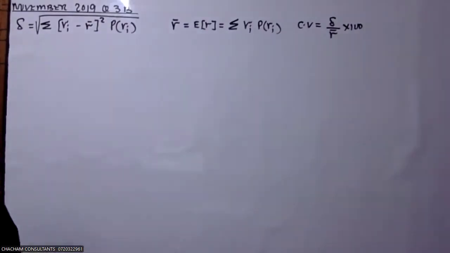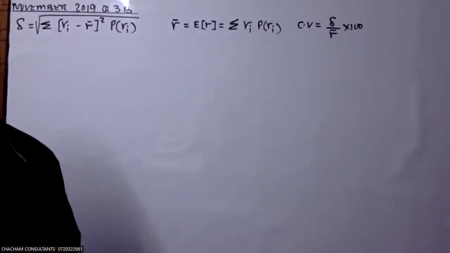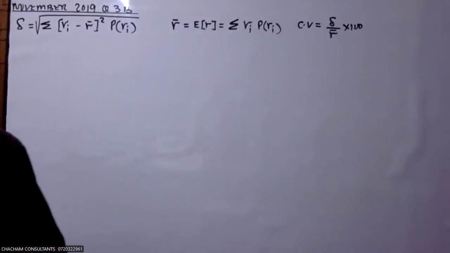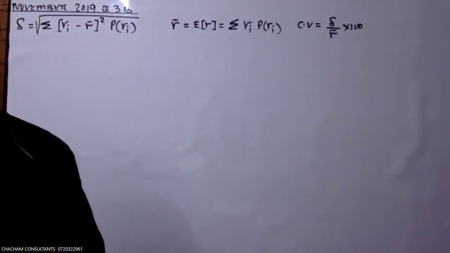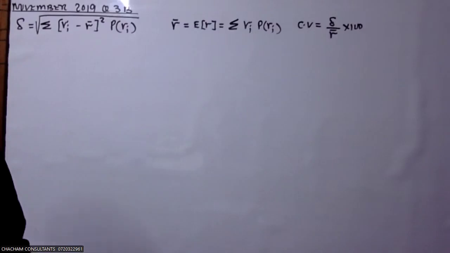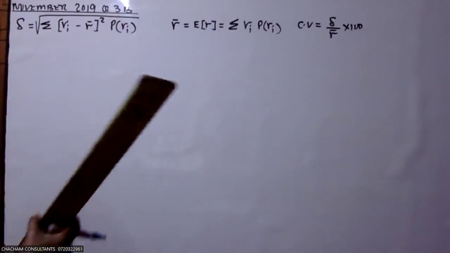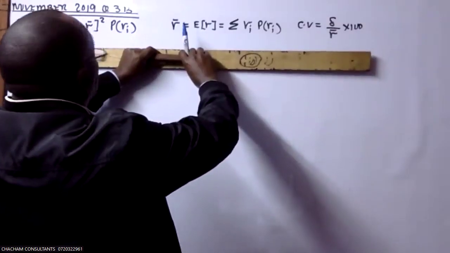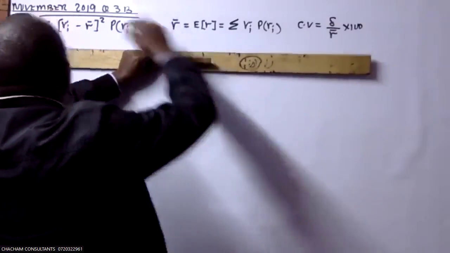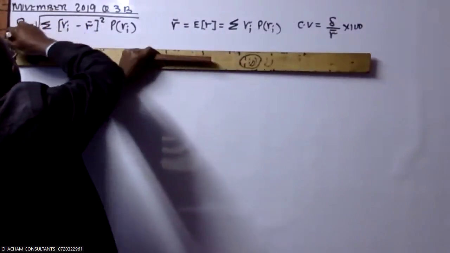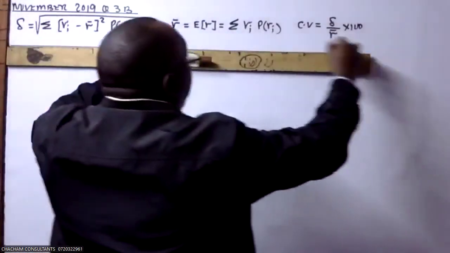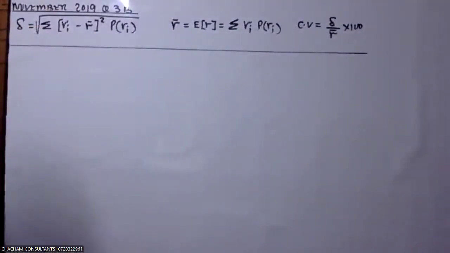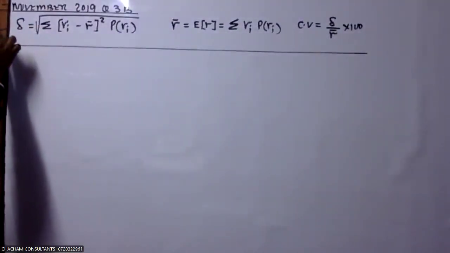R bar times 100. So you can choose to compute each on its own, or you can do a table. A table will be easier. So we are going to draw an analysis table here.